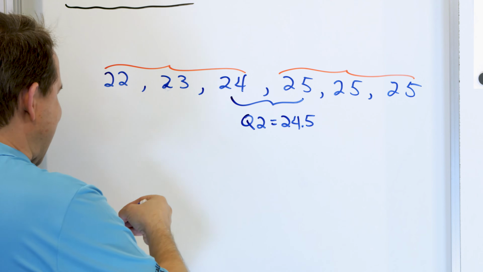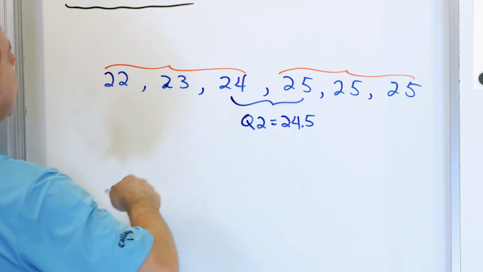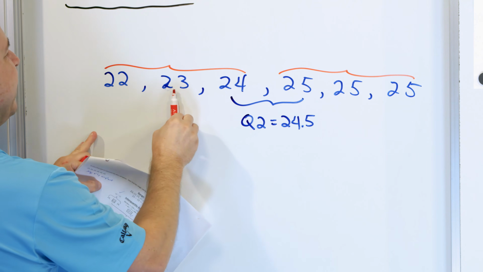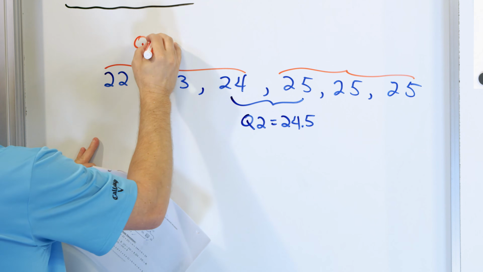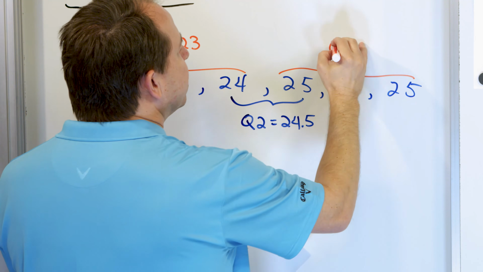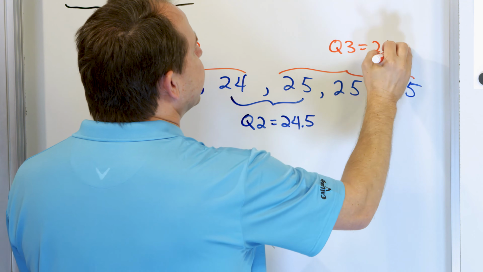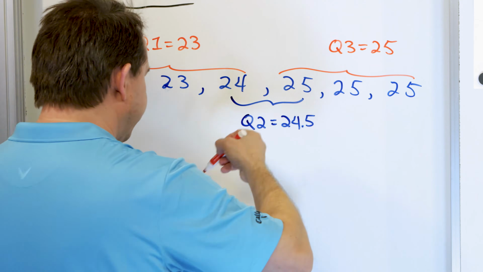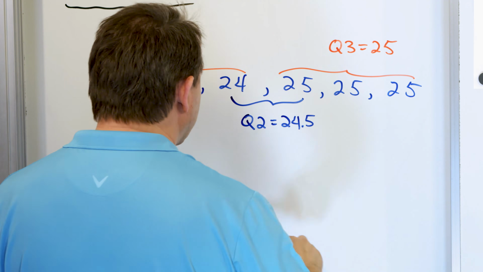All right, now we go over and take a look at the lower part of the data and find the median of this, which we see has a middle value of 23. So we say Q1 is 23. And over here we have a middle value of this data, which is Q3, is 25. So now we know that Q1 is 23 and Q3 is 25. Those are the lower and the upper quartiles.